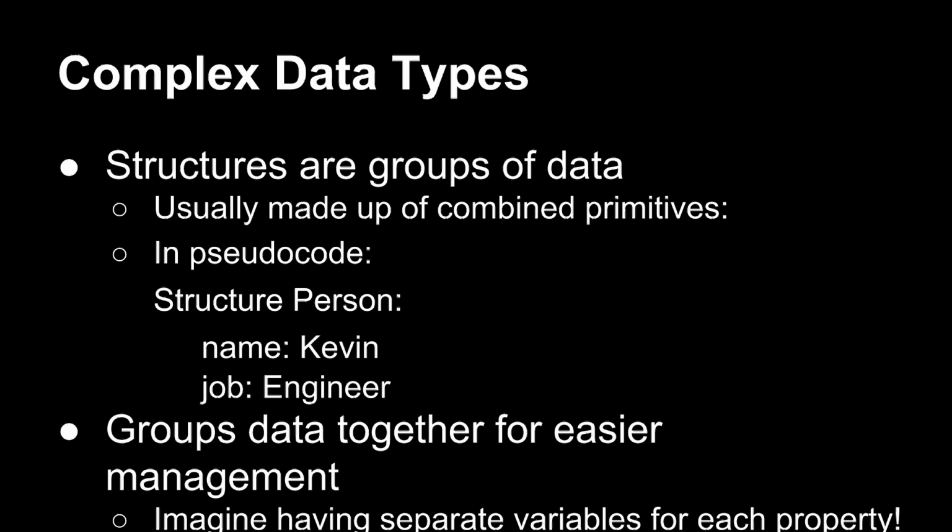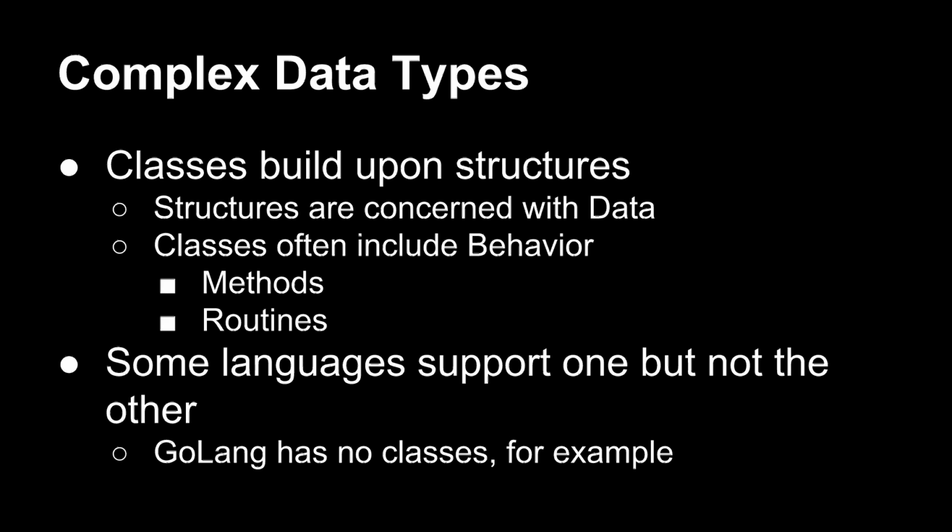So for example, if I had a structure for a person, maybe they have a piece of data called name set to Kevin, and a piece of data that's a string of job set to engineer. The nice thing about these structures is that they group data together for easier management. Right, so I can pass the person variable around rather than a separate name and a separate job. It keeps them together for future use.